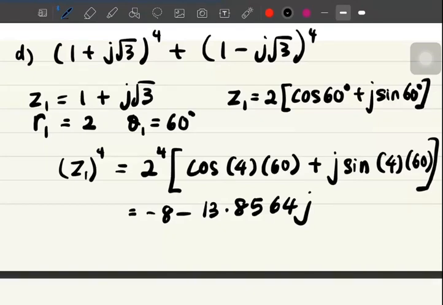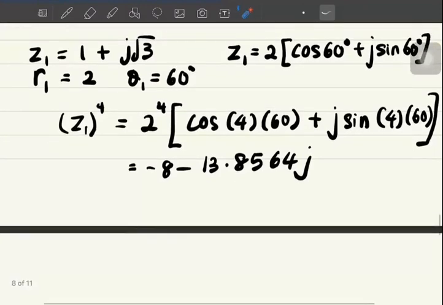Sampai sini faham? So saya buat satu-satu. Sebab apa saya buat satu-satu? Sebab ni kan dia punya, ni kan tak sama. Ni kan satu tambah, ni satu tolak. So for sure ni kuadran lain. Kan? R dia sama tapi theta dia akan jadi tak sama. So sampai sini faham?